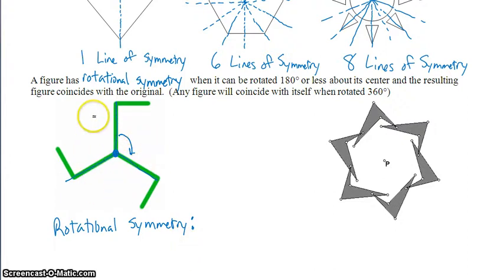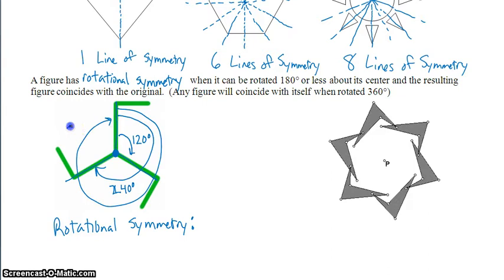And there's 360 degrees in a circle, so 360 divided by 3 is 120 degrees. I could go another 120 degrees for a grand total of 240 degrees, or I could go another 120 degrees and end up with 360 degrees. So this figure has rotational symmetry at 120 degrees, 240 degrees, and 360 degrees.